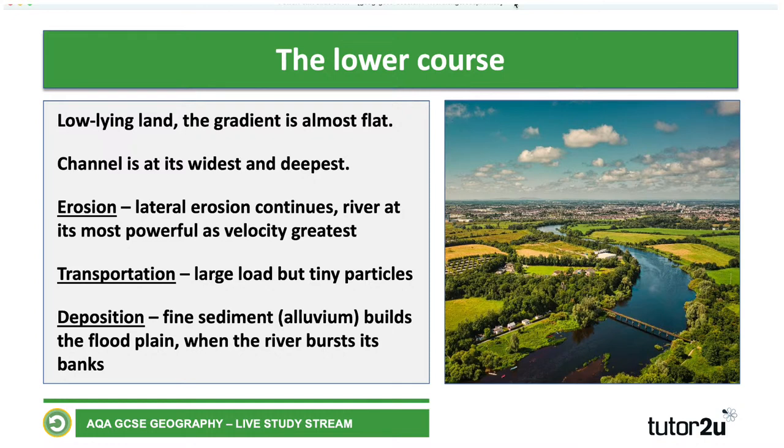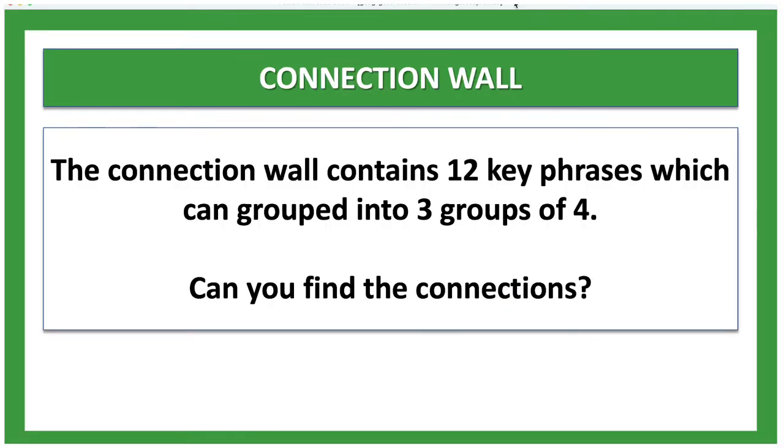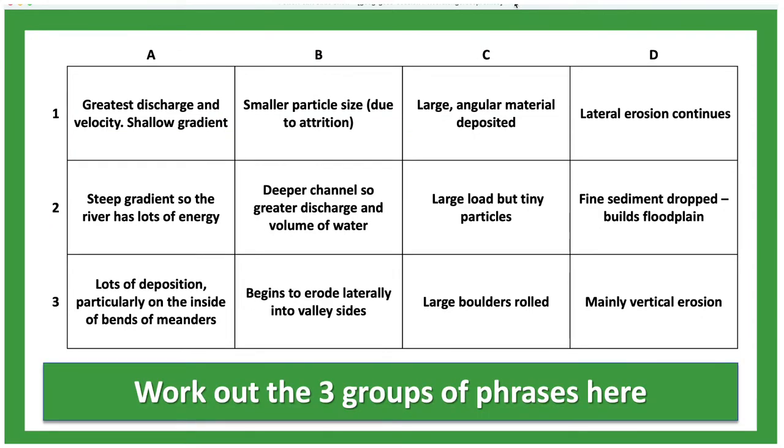So what we're going to do now is test your knowledge of these three courses with a connection wall. So there are three groups of four. You need to find the connections for me. So the first thing that I would like you to do is identify the boxes with the features of the upper course first. We've made a change to this connection wall, which if you've seen our connection walls before, we've put letters and numbers down the side, so you don't have to type so much into the chat window this time. You can just put the coordinates of those boxes.